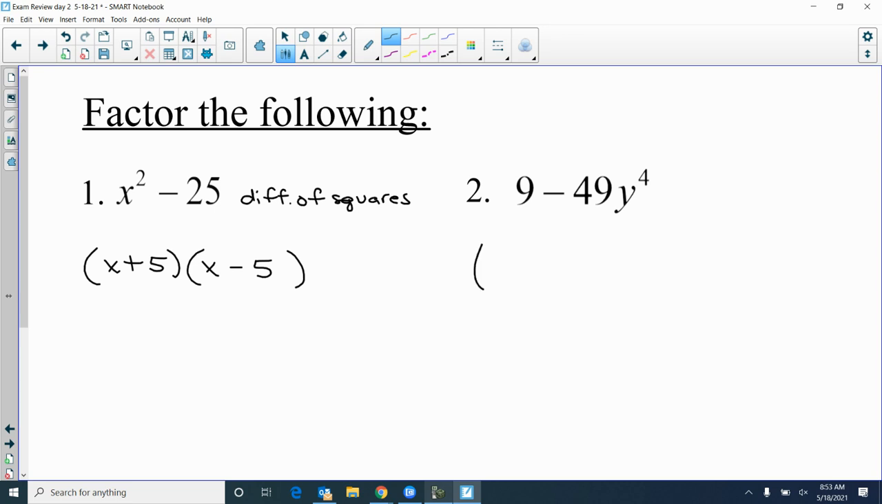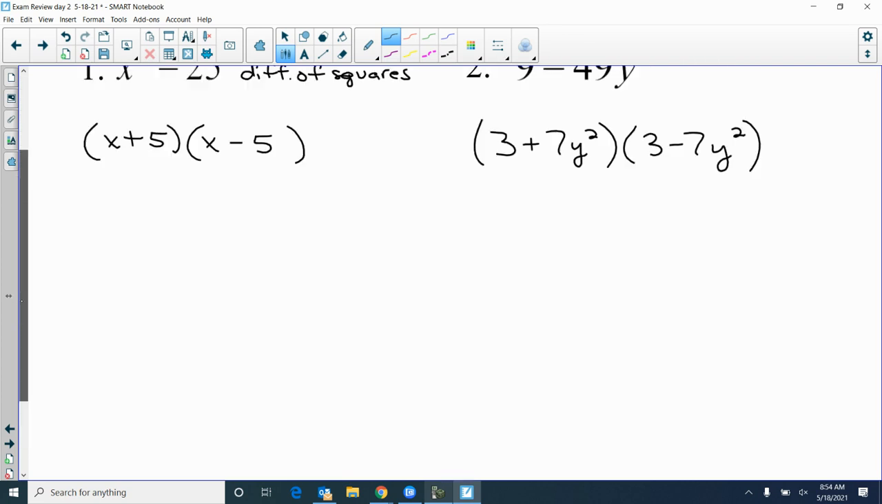Christian? 3 plus 7y squared. But it's got to multiply back. And then 3 minus 7y squared. Okay, take a look. Same two things. Now do the 3 and 3 multiply to 9? Yeah, that's the easy one. And then 7 times 7 is 49, and then y squared times y squared does give you y to the 4th. So that is correct. So when you've got two terms and you've got that minus sign, then this is what you're looking for, difference of squares for those.